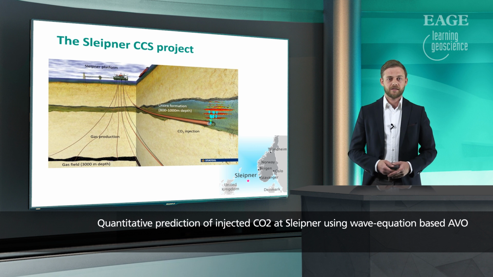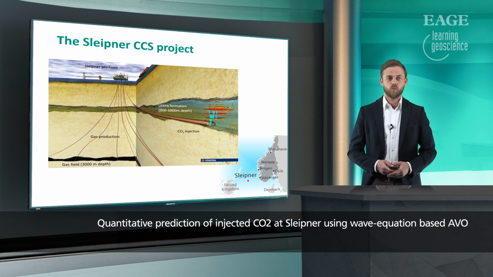This is the Sleipner site. Equinor produced gas from a 3-kilometer deep gas field for a long time. But once the gas reaches the platform, they realized that it could contain up to 9% CO2. It turns out that the best way to deal with it is to re-inject the CO2 into the subsurface. This re-injection happens into a much shallower formation, the so-called Utsira formation.